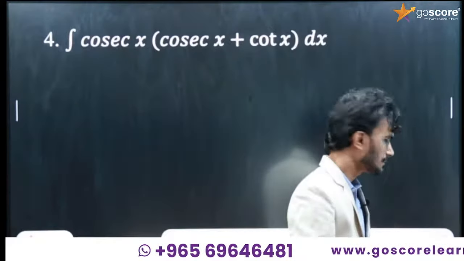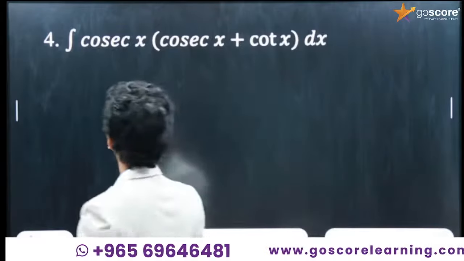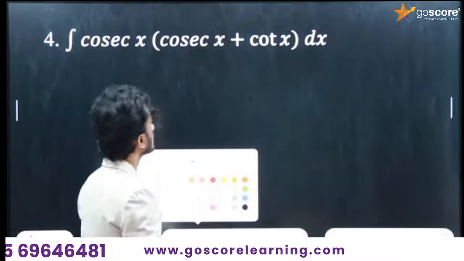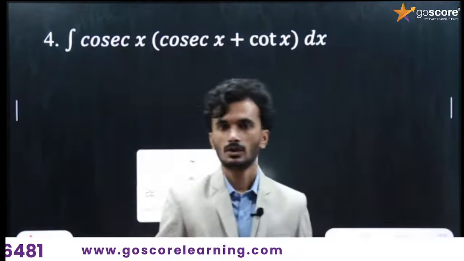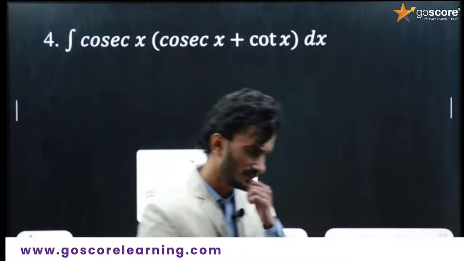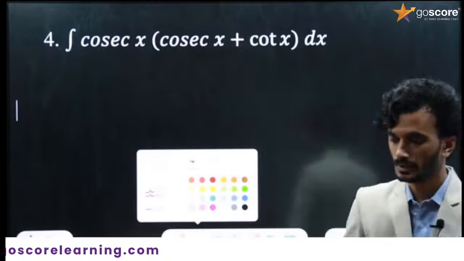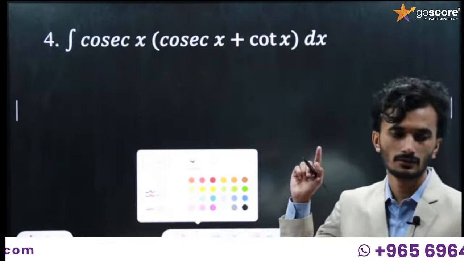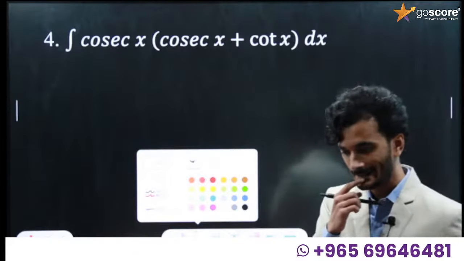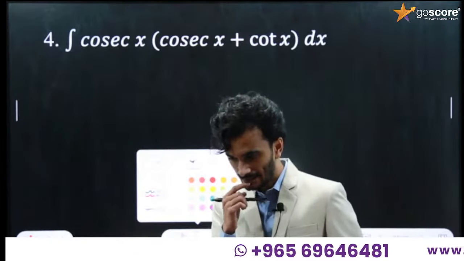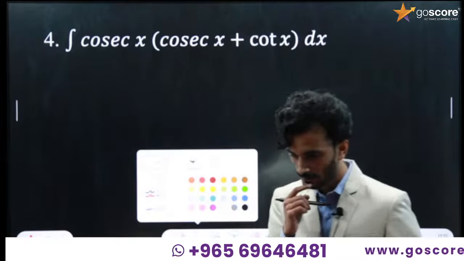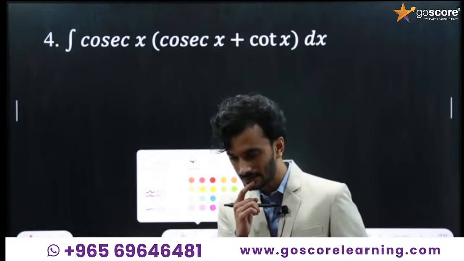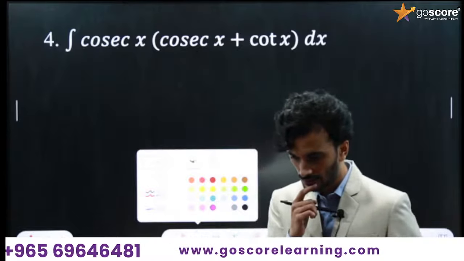So these are the basic questions. Fourth one, integrate cosec x into cosec x plus cot x. So how can you integrate this one? Is there any simple technique, or which is the method to solve this question? Anyone can answer.